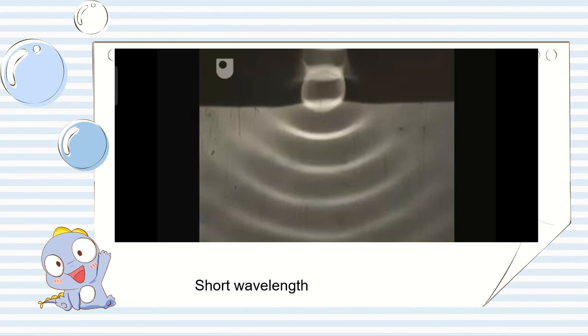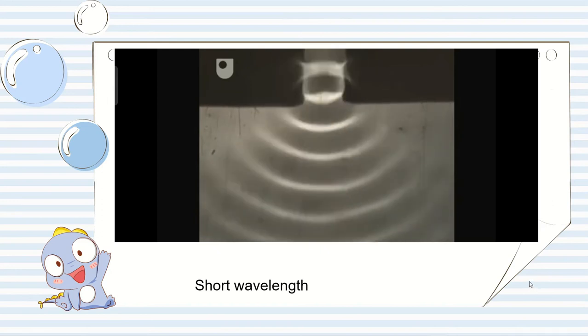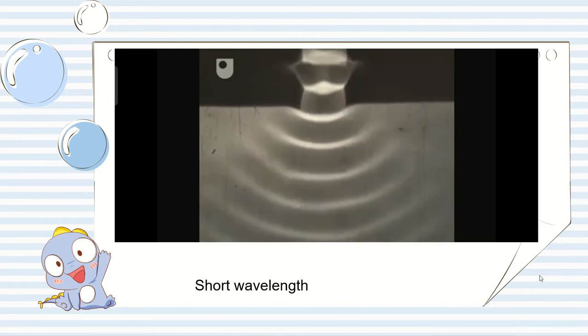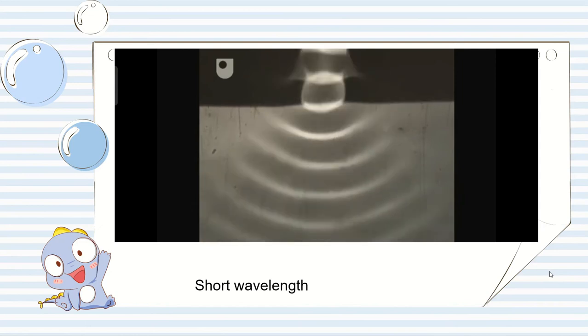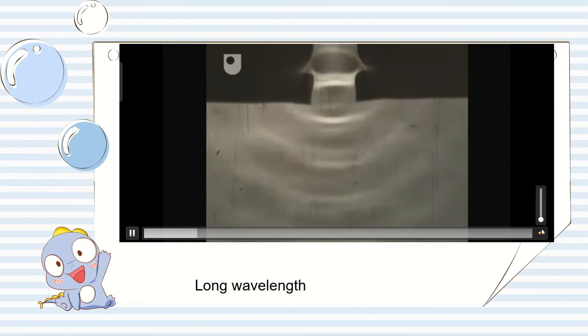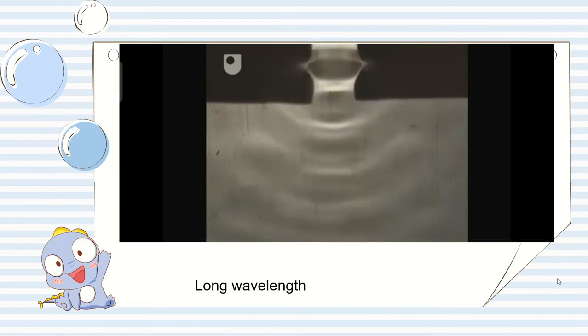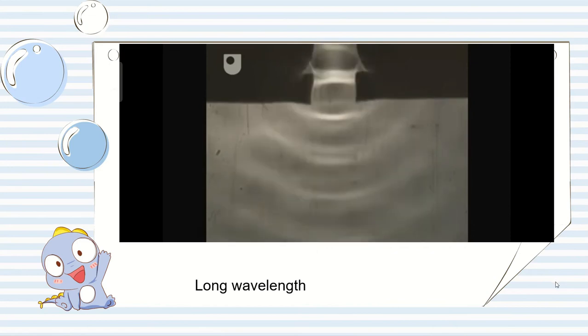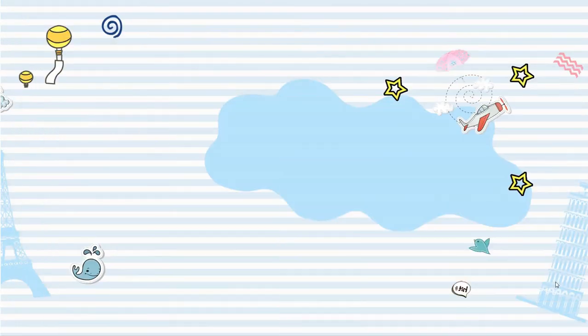You can see this video shows that when there is a short wavelength, the spreading of the wave is more curved. And for the long wavelength, you can see the direction of the diffraction of the wave. Now we will move on to the diffraction of light.